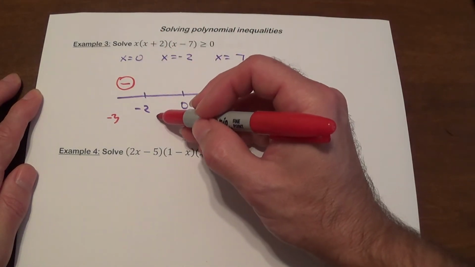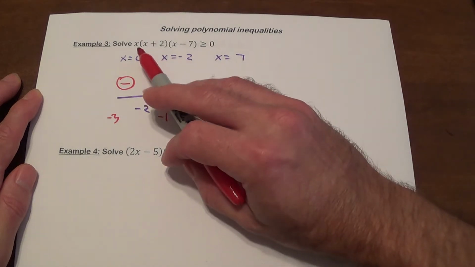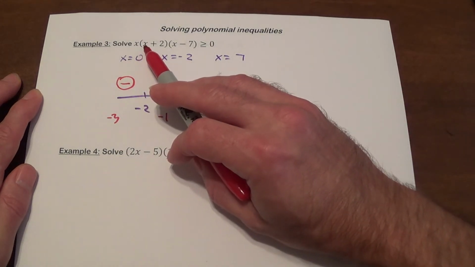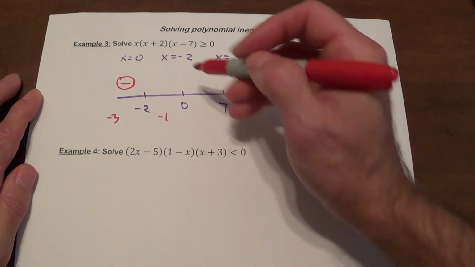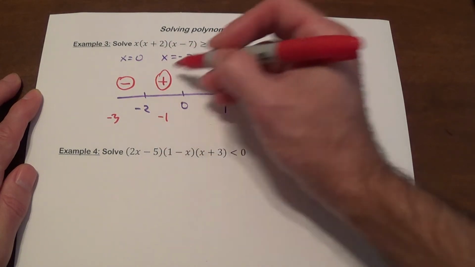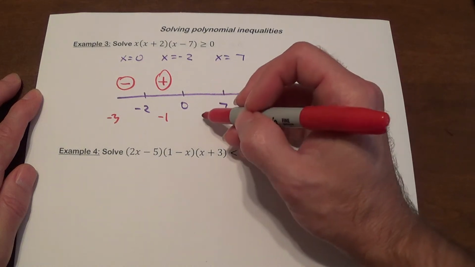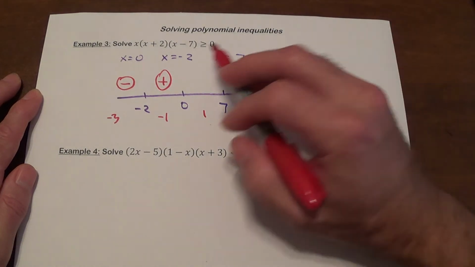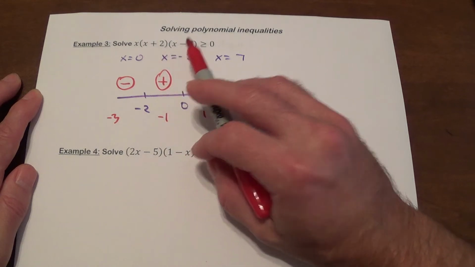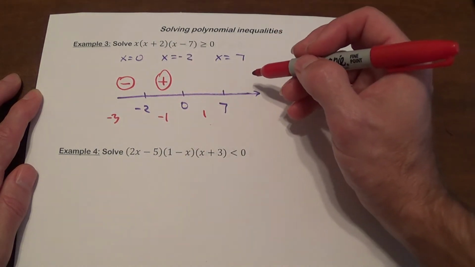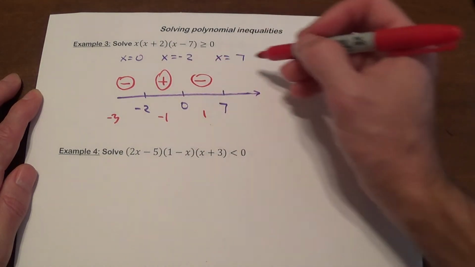Number here, let's say -1. -1 here is negative. That makes it positive, that makes it negative. So negative, positive, negative, that's going to be positive. Between 0 and 7, let's go with 1. 1 positive, 1 plus 2 positive, 1 minus 7 is negative, positive, positive, negative, negative.